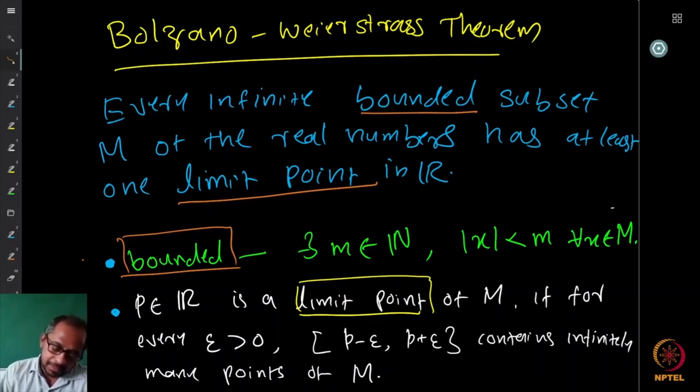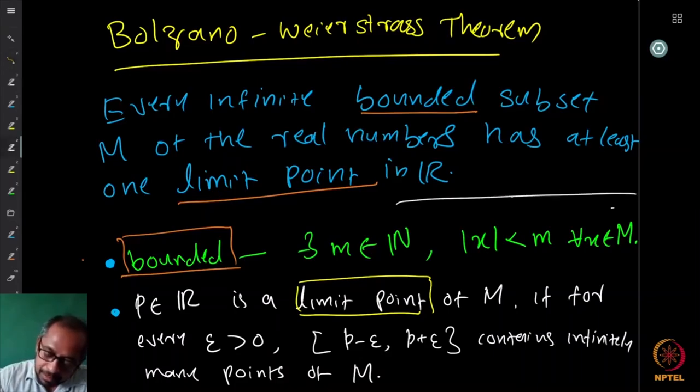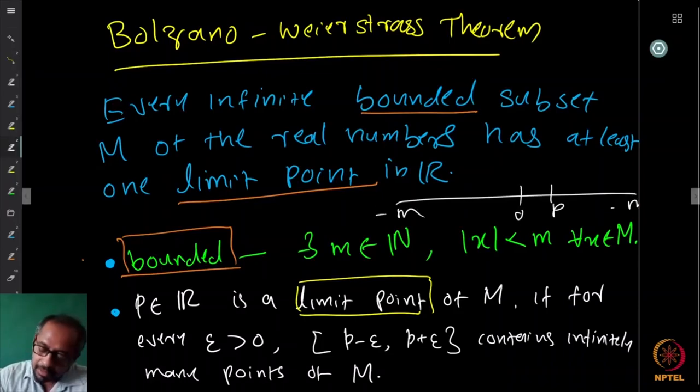Now the set M has a limit point, let us say p in the real numbers R. An element p is a limit point of M if for every epsilon greater than 0, the interval p minus epsilon to p plus epsilon contains infinitely many points of M. So let's say that some point p we are looking at, with 0, minus m, plus m and so on. So this p is a limit point of the set M that we are looking at.